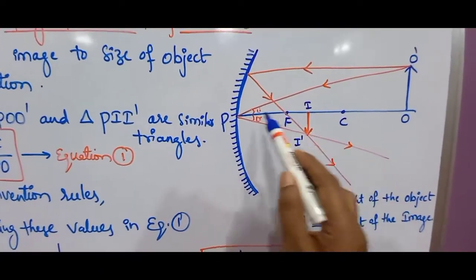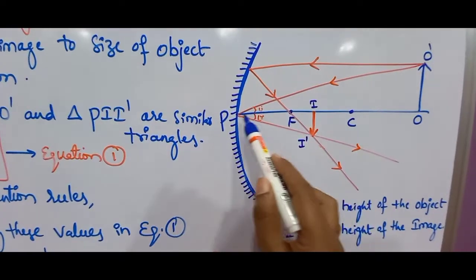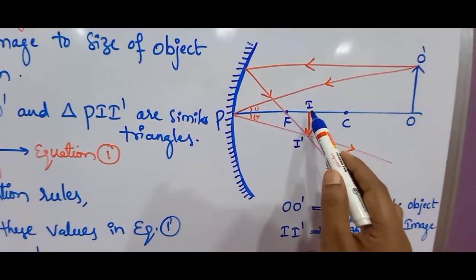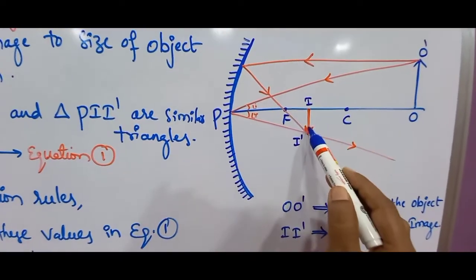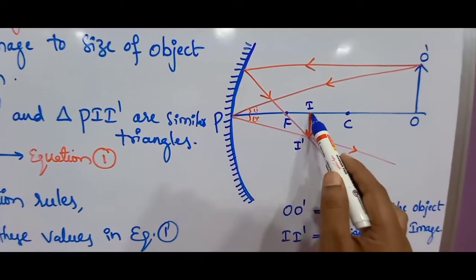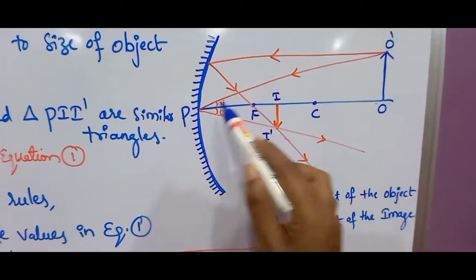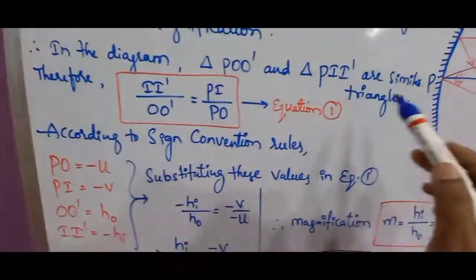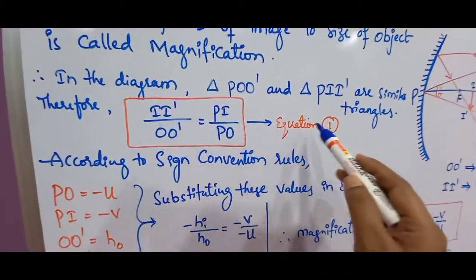PI is the distance from point P to point I, where I indicates the image, the point where the image is formed. So the distance from P to I is the image distance. From P to O is the object distance. This is equation number 1.